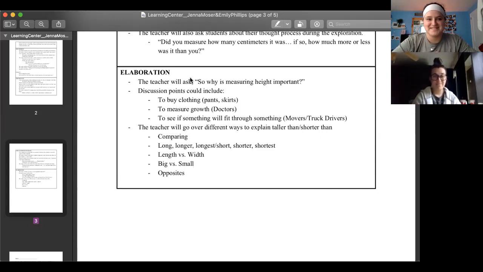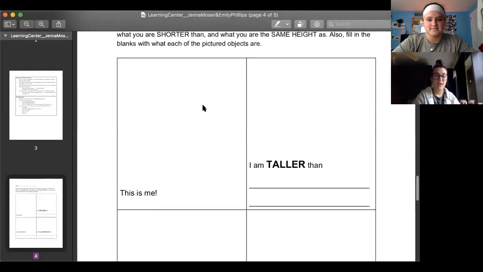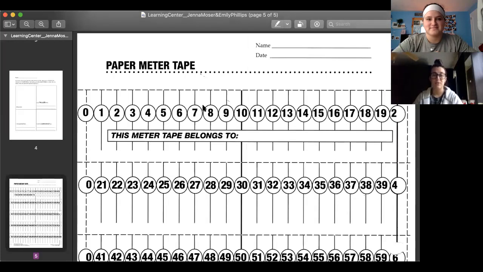And then again, at the bottom of the lesson is where we attach the measurement worksheet and the meter tape worksheet that the students will cut out and color.